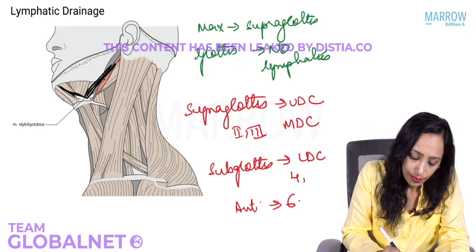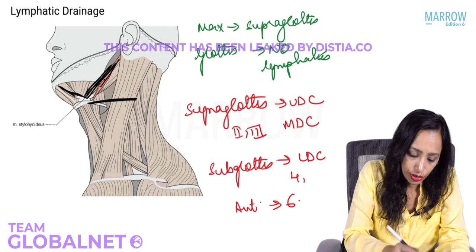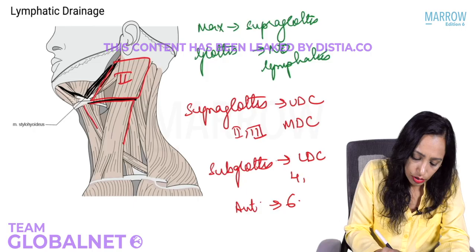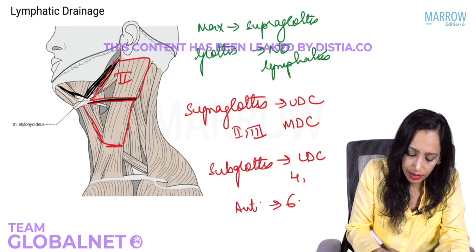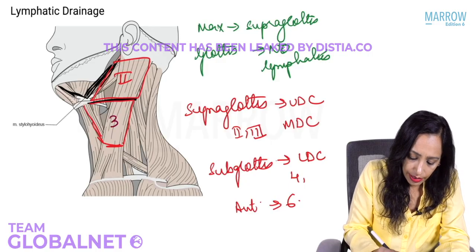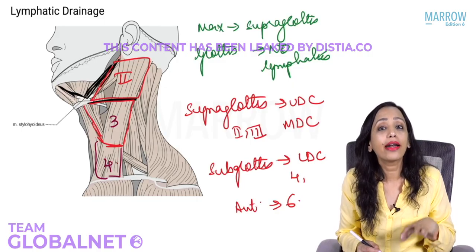At the level of the sternocleidomastoid, you can say this part is 2. This middle part, in between the jugulodigastric and the omohyoid, is 3. And this part all below is 4. So 2, 3, 4 is also known as the lateral group.